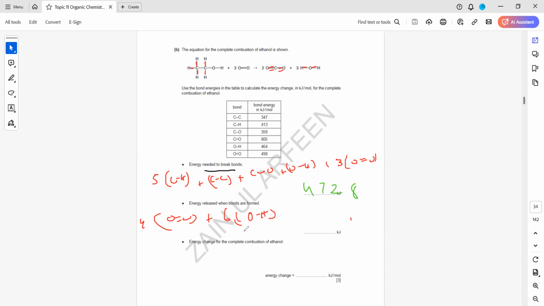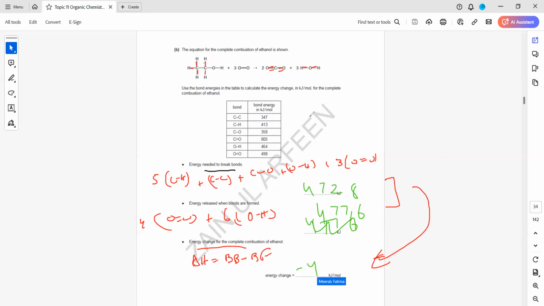And because it's an exothermic reaction, bond forming should be more than bond breaking. Like if bond breaking is 4,728, then bond forming should be more than that. To get the energy change, it is bond breaking minus bond forming. So you take the difference of these two, 4,776 and the other, which will give us the energy change, negative 48 kilojoules per mole.